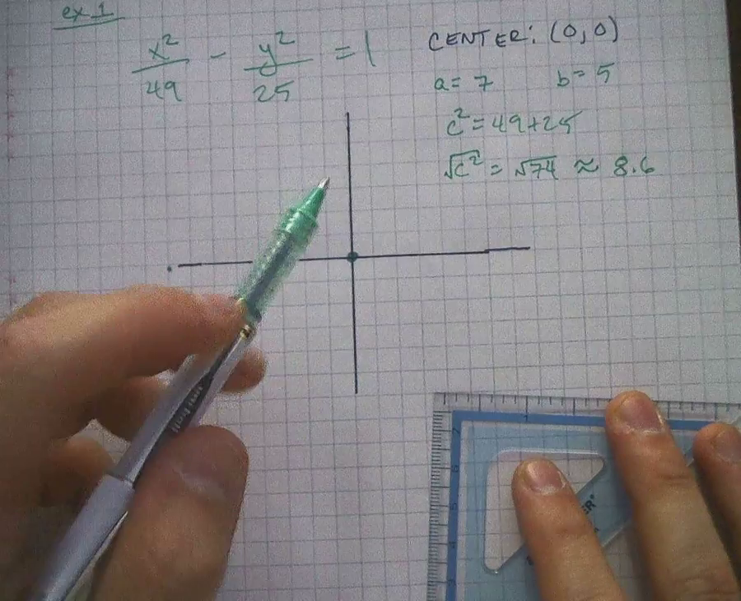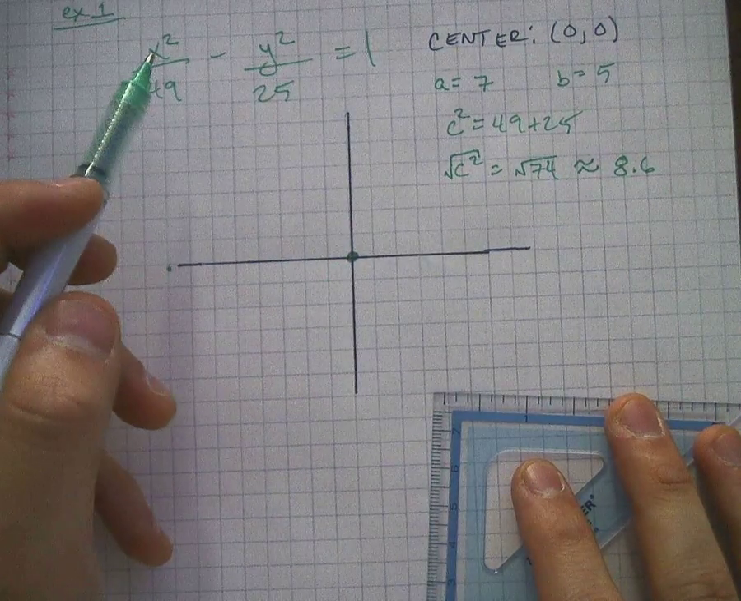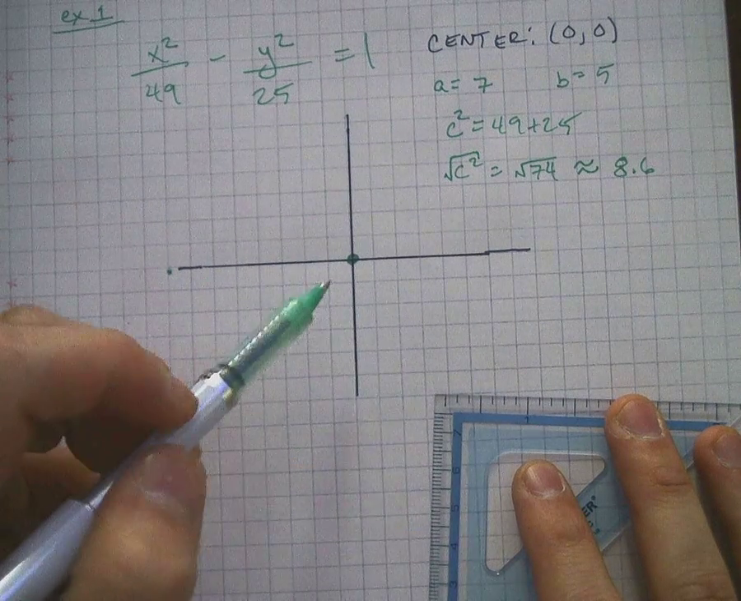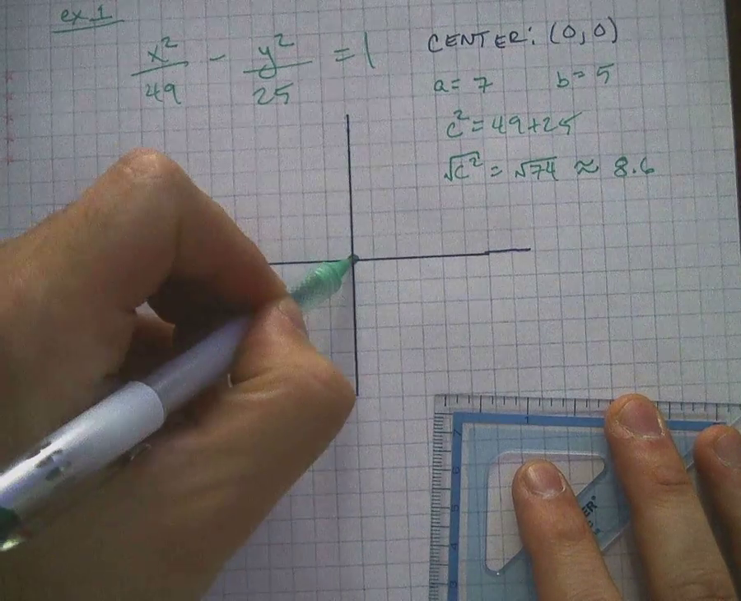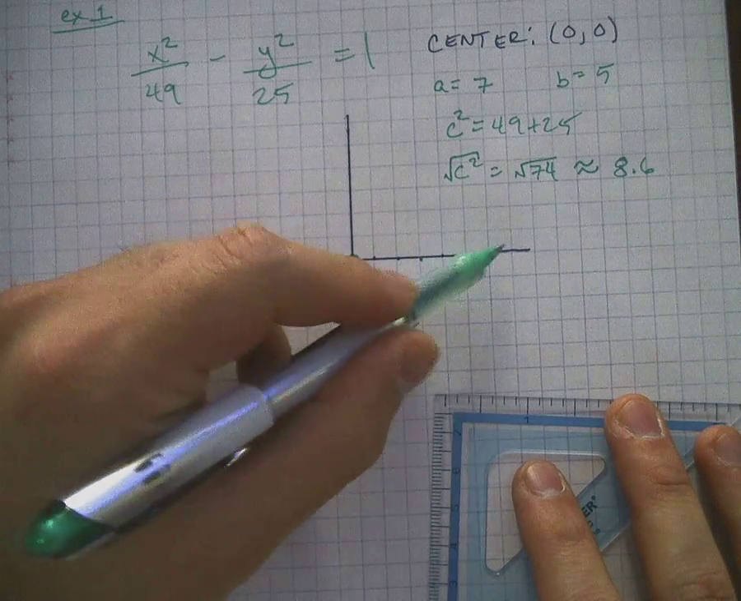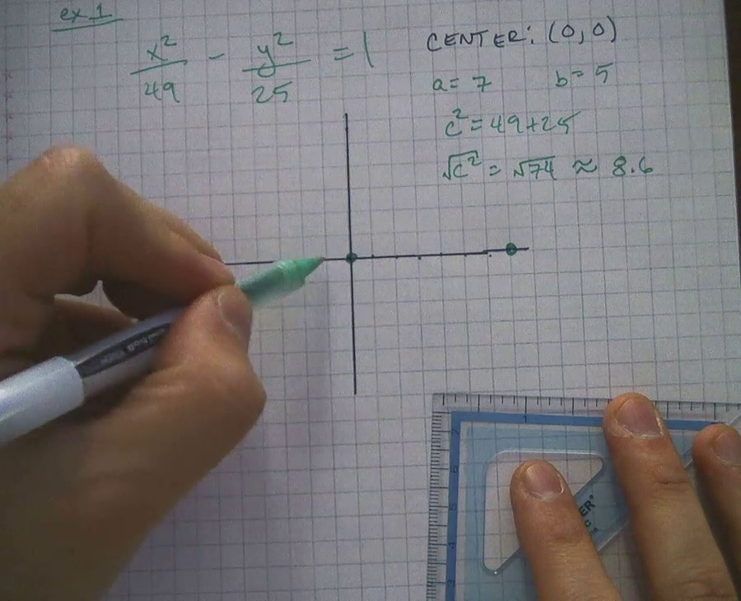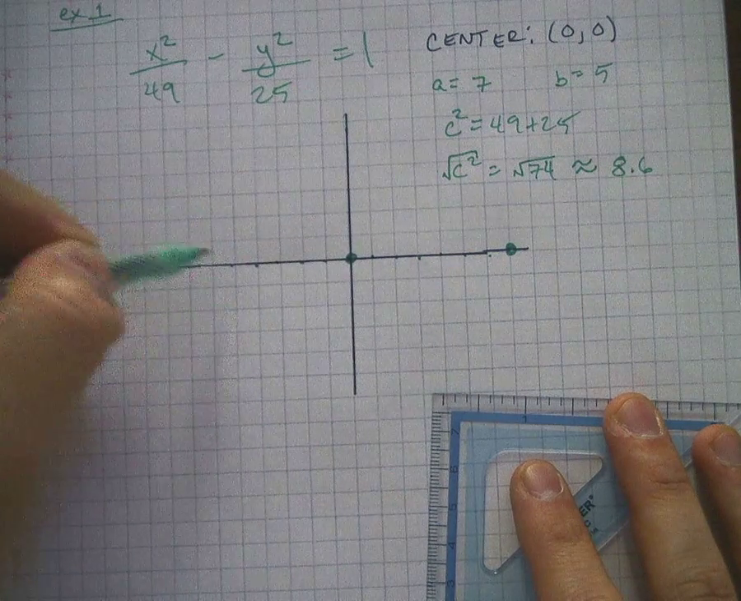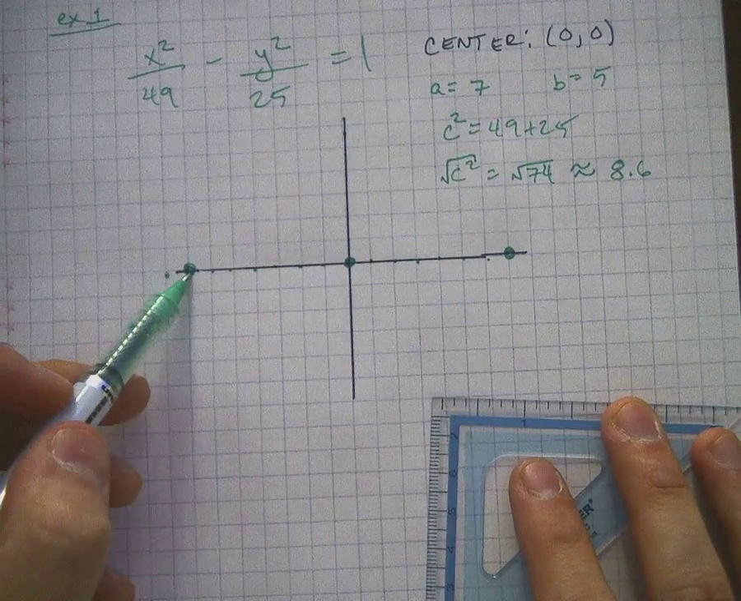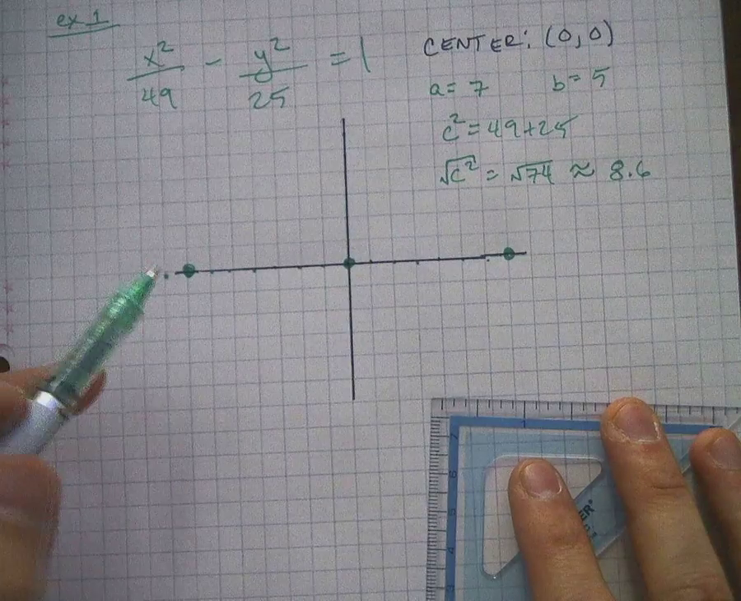Now, if this is my center, I'm going to look at what's under the x. X is side to side. So that means that from the center, I'm going to move 7 in this direction. 1, 2, 3, 4, 5, 6, 7. Right there. And I'm going to move 7 in the other direction. 1, 2, 3, 4, 5, 6, 7. There, now I have my two vertices. Here's one vertex, here's the other vertex.